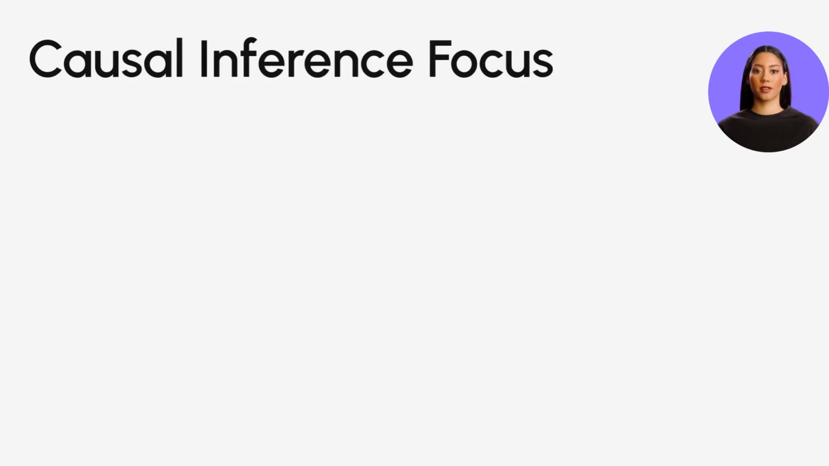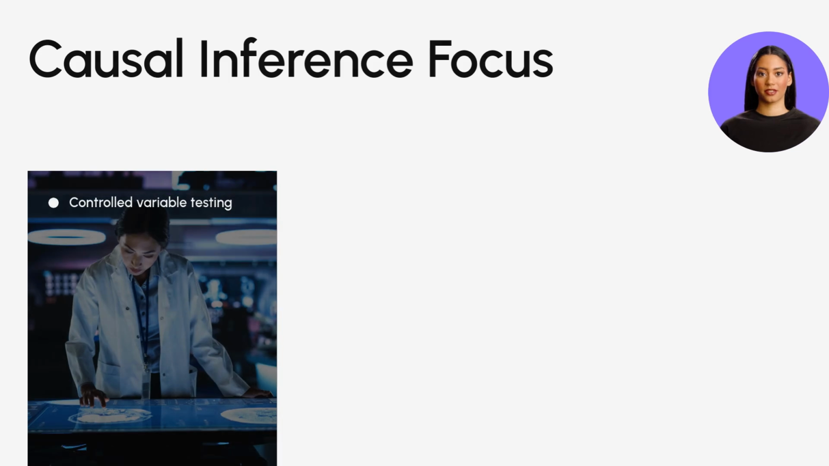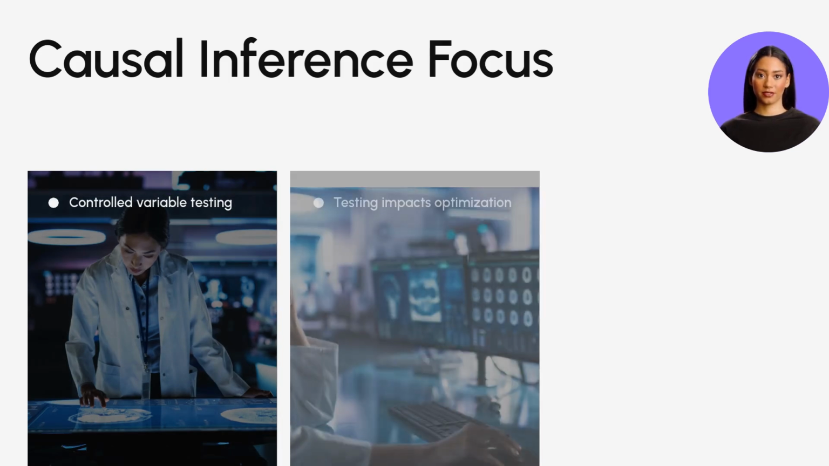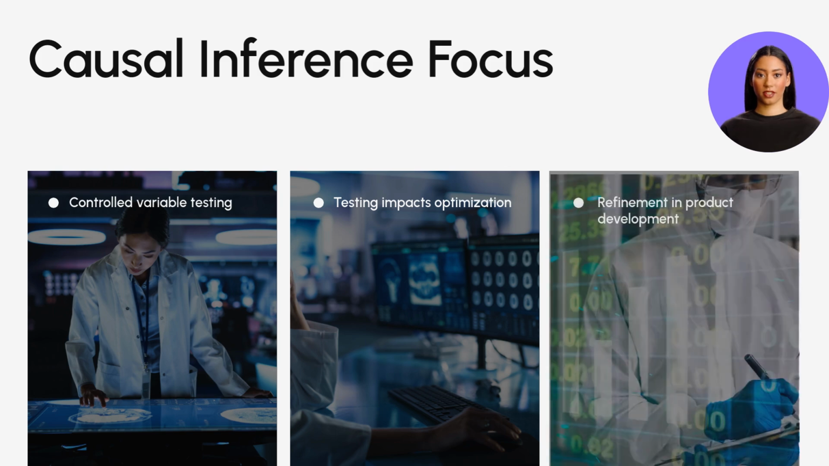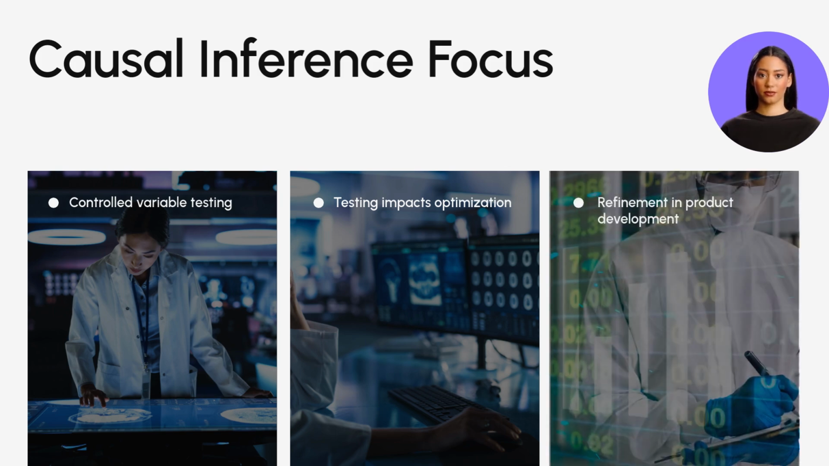Causal inference is the primary purpose, determining if changes in variables cause significant impacts. Controlled testing allows manipulation of specific variables while keeping others constant. Optimization is achieved by testing variations and measuring impacts. Product development benefits from refining and improving products. Process improvement enhances manufacturing efficiency.